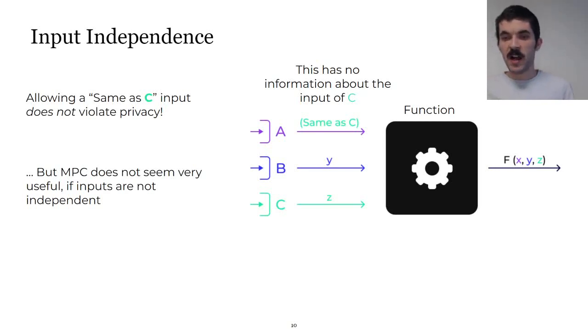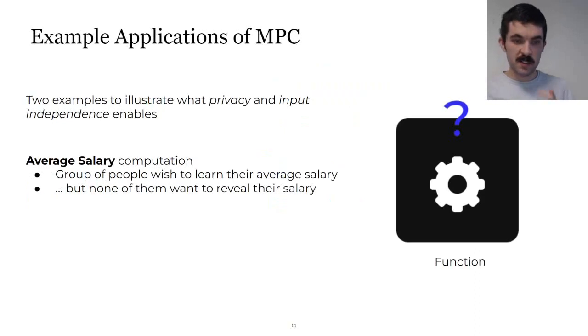If in a secure auction I cannot see anybody else's bid, but I'm allowed to say, I want to bid the same plus 1 as this other person, or I want to bid the exact same thing as this other person, or in a vote, say I want to vote the same as this other person, then that doesn't seem very useful. So input independence is definitely a feature that we would like, but it's important to know that it's a property that is independent of privacy.